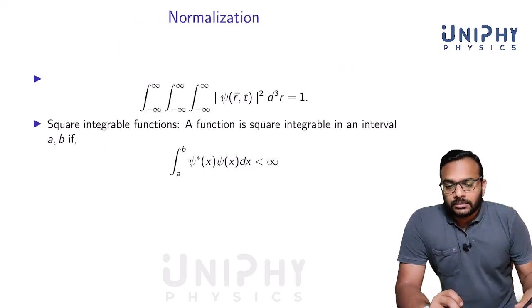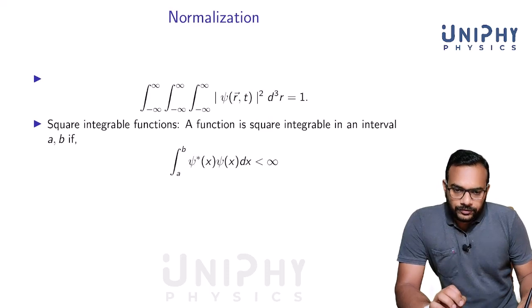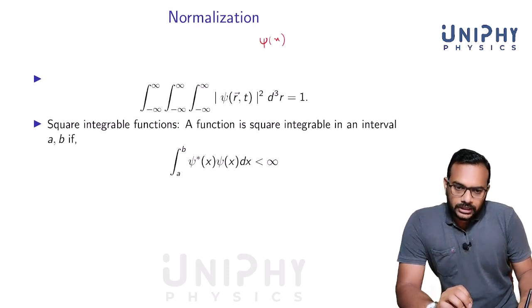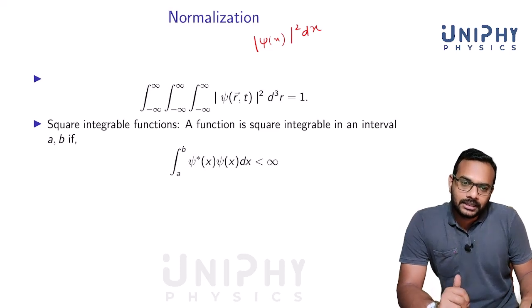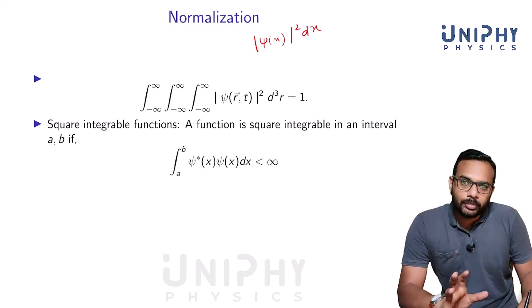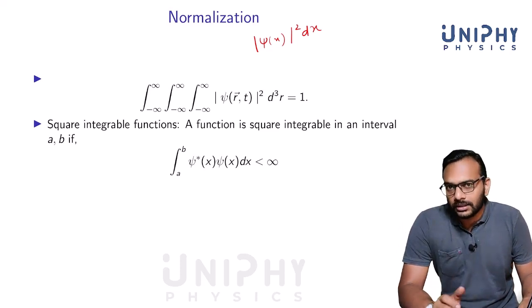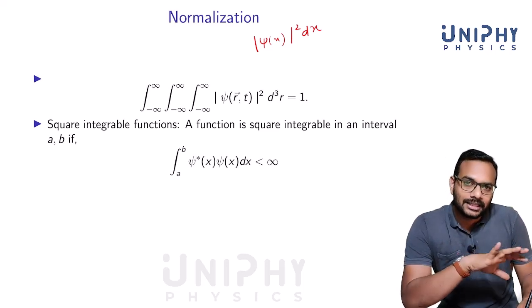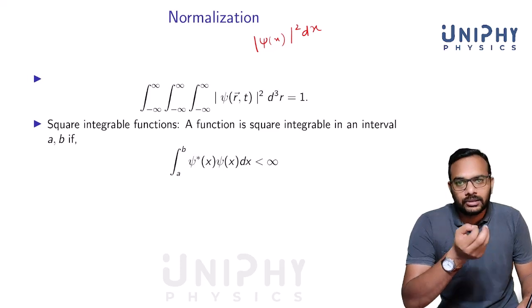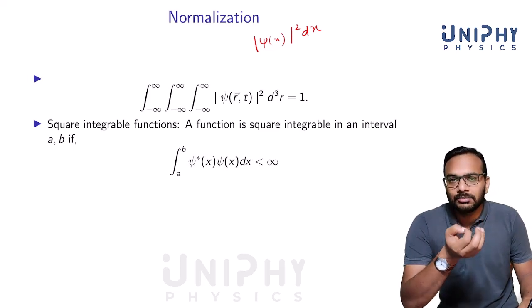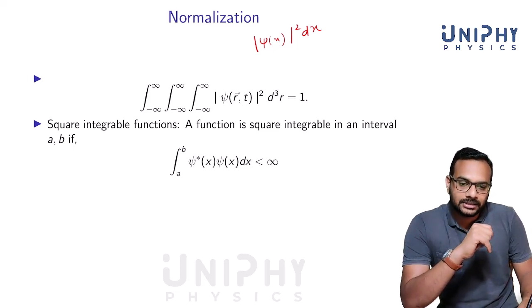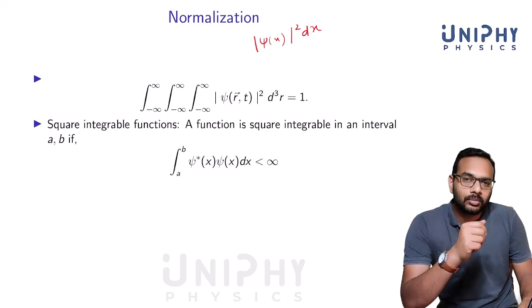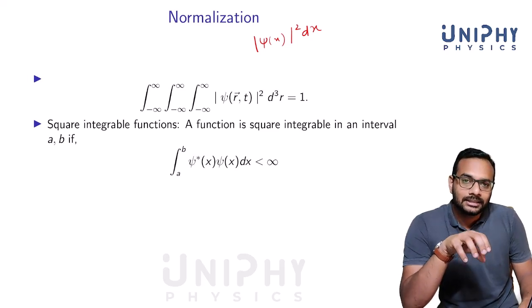All right, now here comes the normalization. So if psi of x squared dx is a probability, then the total probability has to be equal to 1. Which means the question you ask is, what's the probability of finding the particle anywhere in space? This has to be 1, because if you are talking about a real particle, it has to be somewhere in space. So there has to be a non-zero probability of finding the particle somewhere in space.